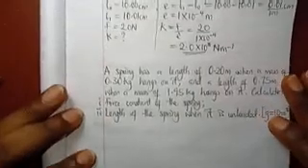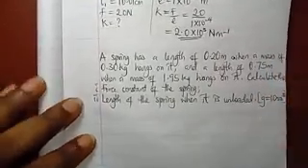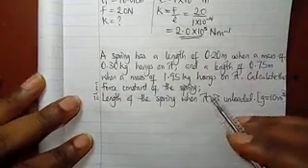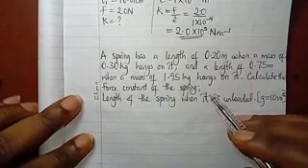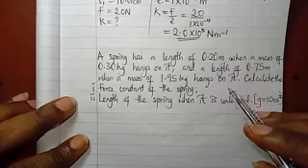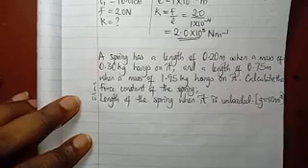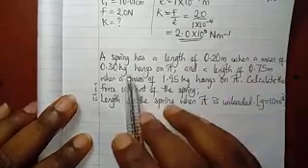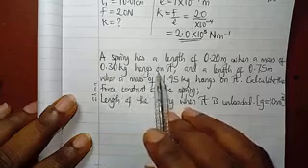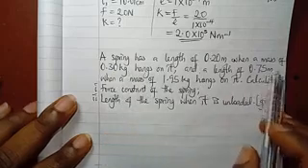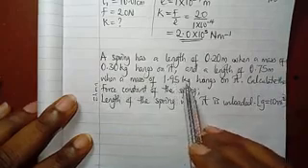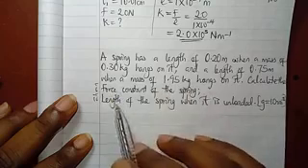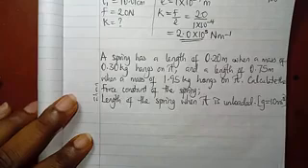So let's go over to the next example, which says that a spring has a length of 0.2 meters when a mass of 0.3 kg hangs on it, and a length of 0.5 meters when a mass of 1.95 kg hangs on it. Calculate the force constant of the spring. Calculate the length of the spring when it is unloaded.